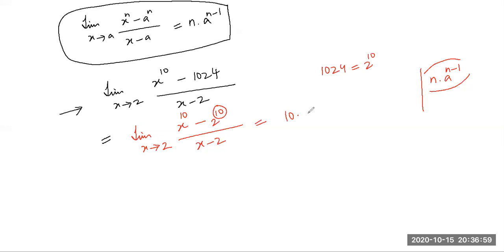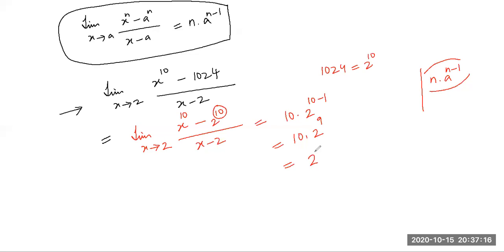What is a? 2. Correct. 2 raised to power n minus 1. And n minus 1 is? So this is equal, am I right? 10 into 2 raised to power 9. So this is equal to 2 raised to power, come on.